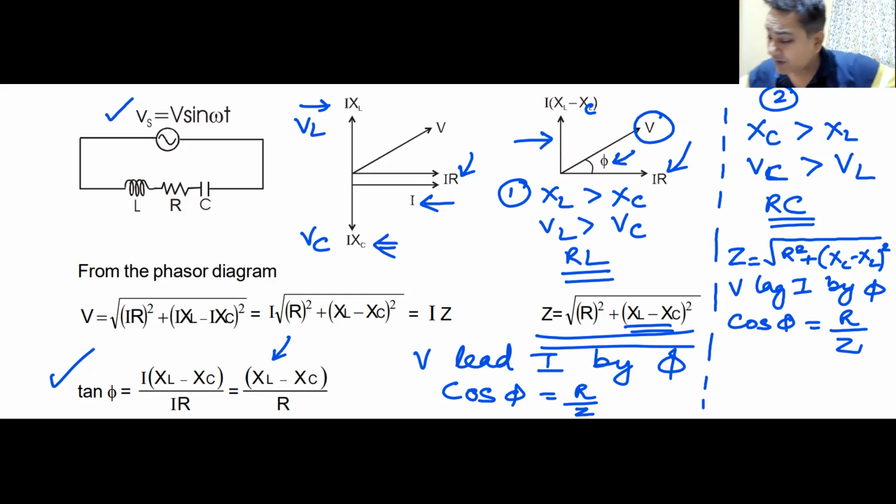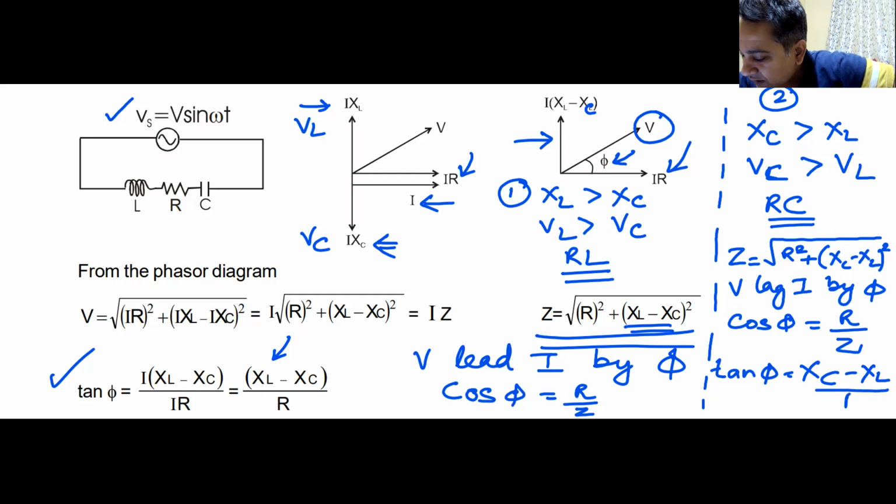If I talk about tan phi, my dear kids, remember, in an LR circuit, it was XL by R. In RC, it was XC by R. In LRC, case number one, it was XL minus XC by R, and now it is XC minus XL by R. I hope this is making sense. XC is more than XL, so it is XC minus XL by R. Voltage will now lag current by a phase angle of phi. This is more than enough that you must know.